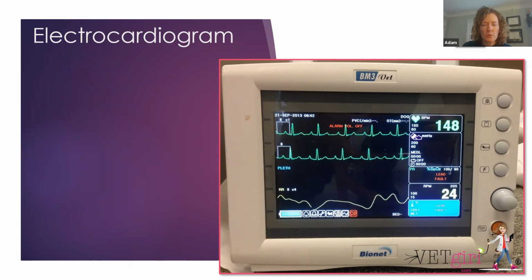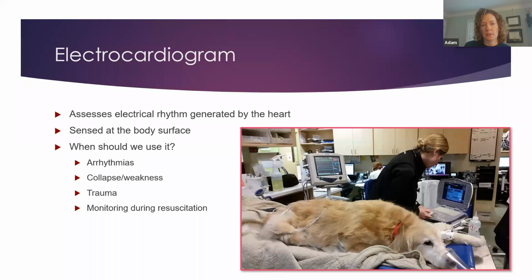Okay. So next we'll talk a little bit about ECGs. I know that these are sometimes the bane of your existence, but they can be really helpful for patient monitoring and for initial assessment. So the idea here obviously is that the ECG assesses the electrical rhythm that's generated by the heart, and it's sensed at the body surface.